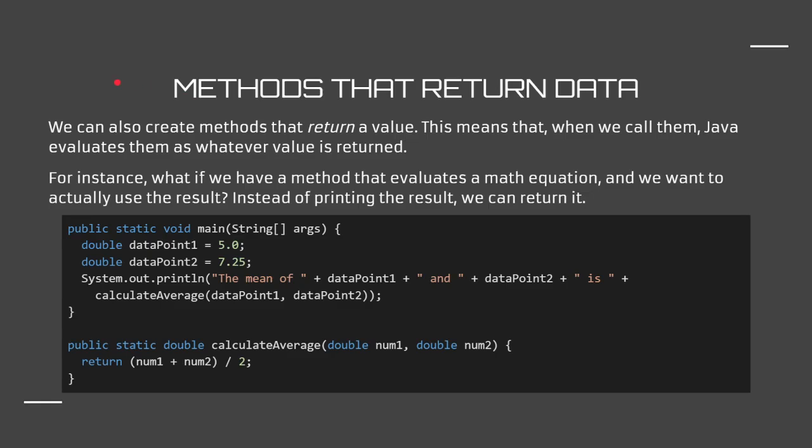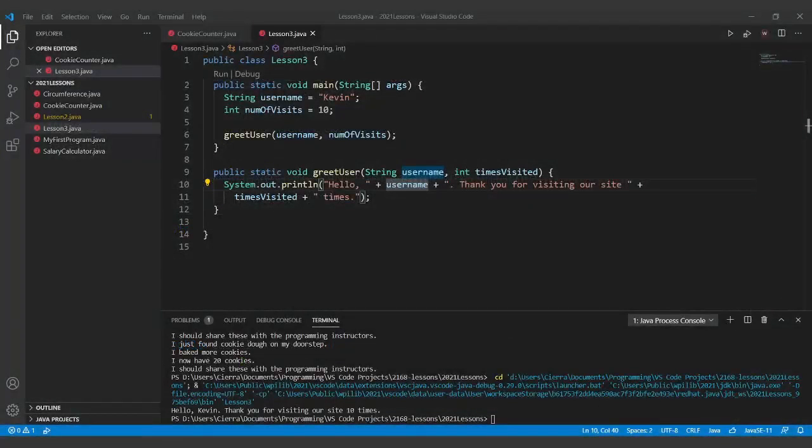Now, methods that return data. We can also create methods that return a value. This means that when we call them, Java evaluates them as whatever value is returned. For example, what if we have a method that evaluates a math equation and we want it to actually use the result? Instead of printing the result, we can return it. So let's go write this in lesson3.java. We are on lesson 3 now.